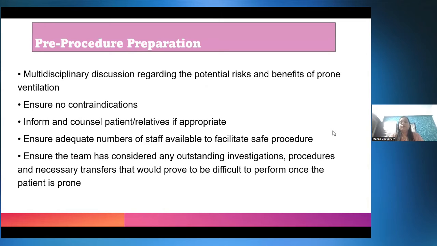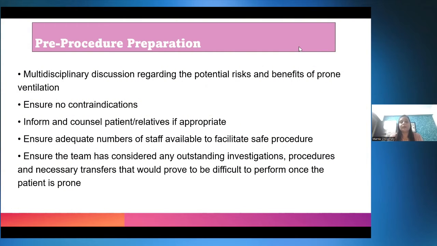What should be the responsibility of the health team or the nursing personnel when they are preparing a person to be shifted to a prone position for prone ventilation? So there are some pre-procedural preparations that need to be considered. Firstly, multidisciplinary discussion regarding the potential risk and benefit of prone ventilation needs to be considered. Ensure that the patient is having no contraindication for this prone ventilation. Inform and counsel patient and relatives, whosoever is appropriate as per the condition.